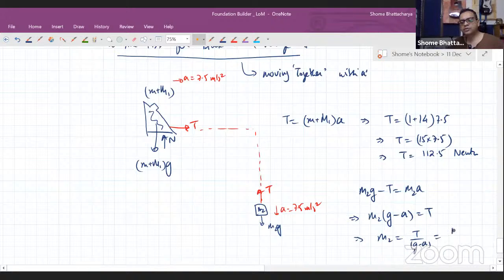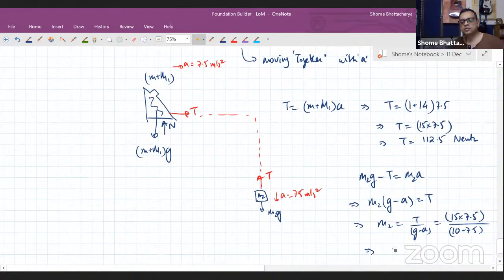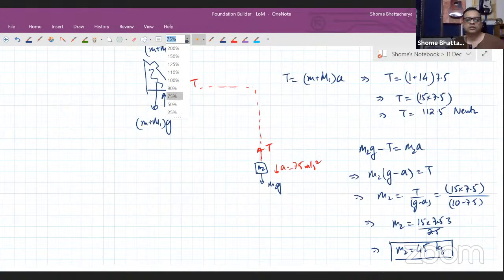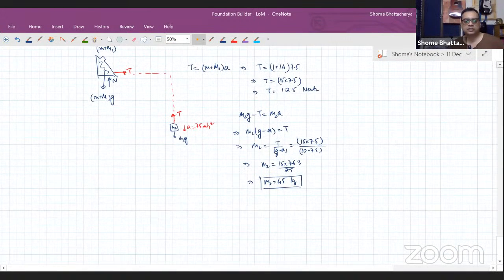So this tension, I can now just write this as 15 into 7.5 only. It's easier to work it out this way. And write this as 10 minus 7.5. So see that M2 will become 15 into 7.5 divided by 2.5. So that's 3. So the mass of this block should become 45 kg. Okay. So this is the final solving for that unknown mass.